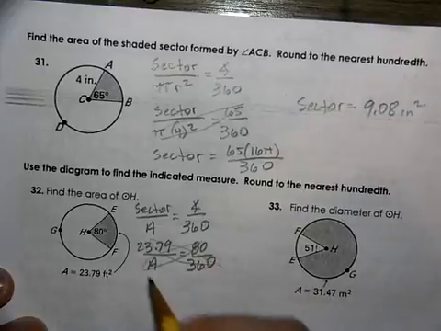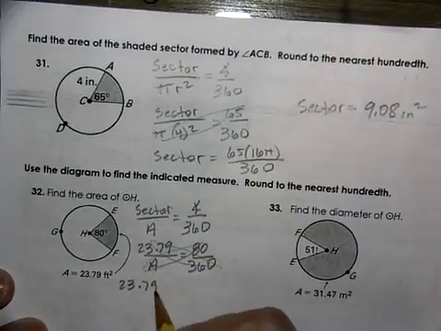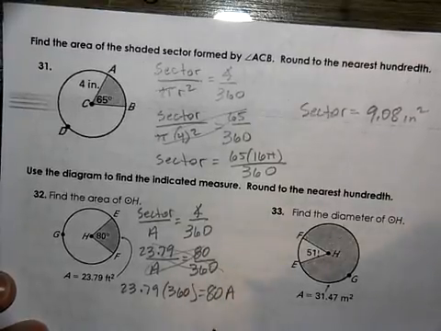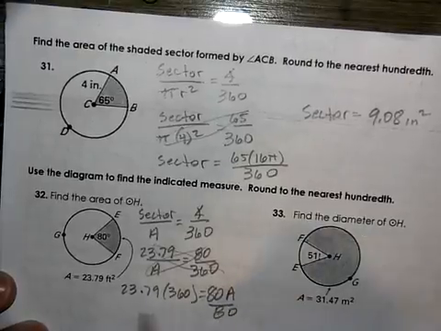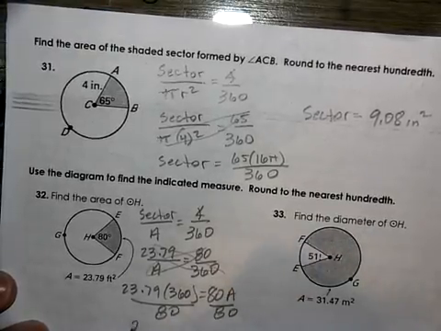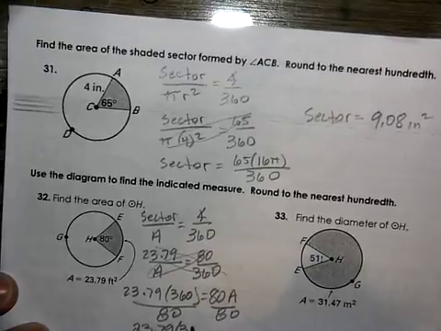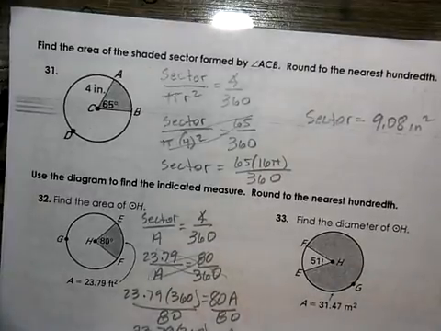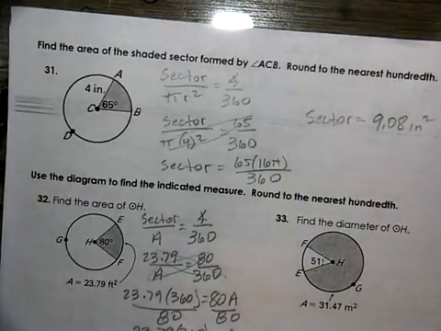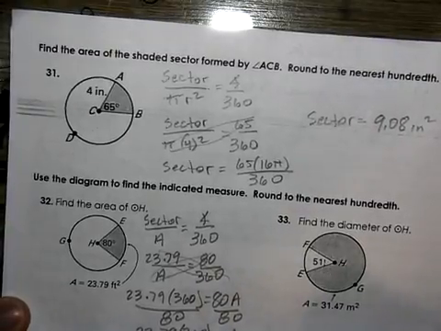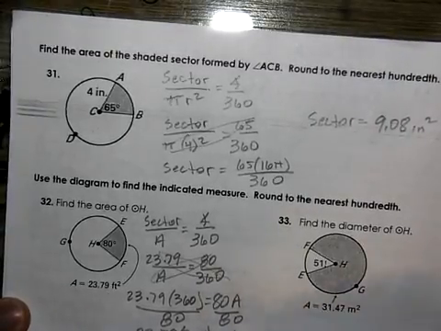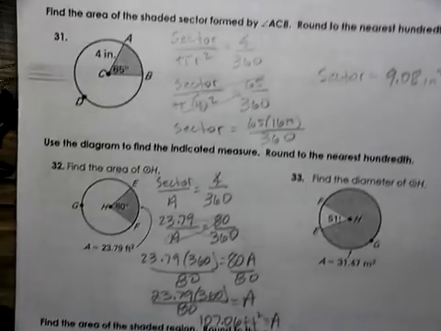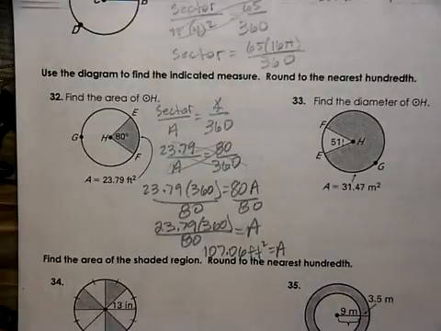So we're going to cross multiply both ways and get 2379 times 360 equals 80 times A. So we're going to divide by 80. So 2379 times our 360 divided by 80 equals A. And that comes out to be 107.06. Those units are feet, and it's area, so it's squared. That's the area of the entire circle.